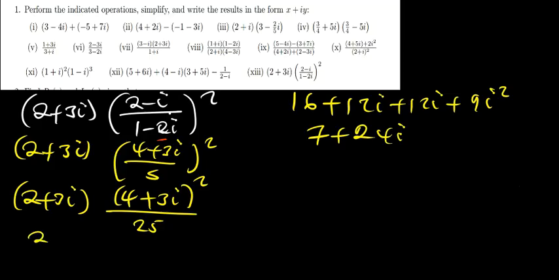So I have 7 plus 24i. So now I have got 2 plus 3i, then 7 plus 24i divided by 25, like that.